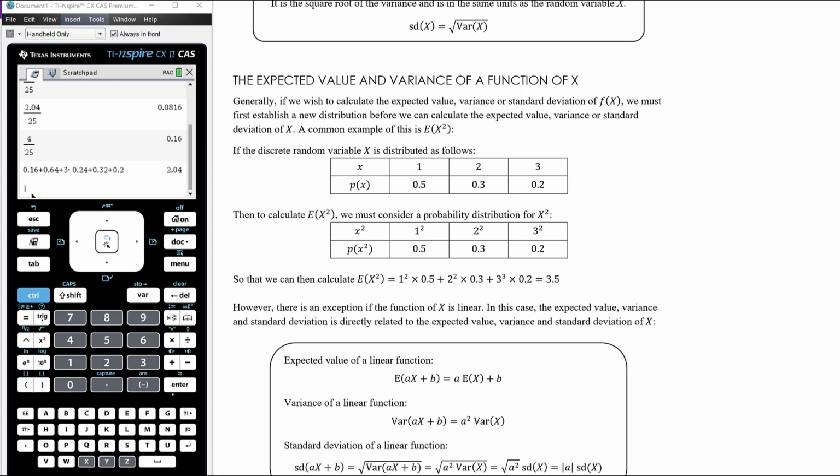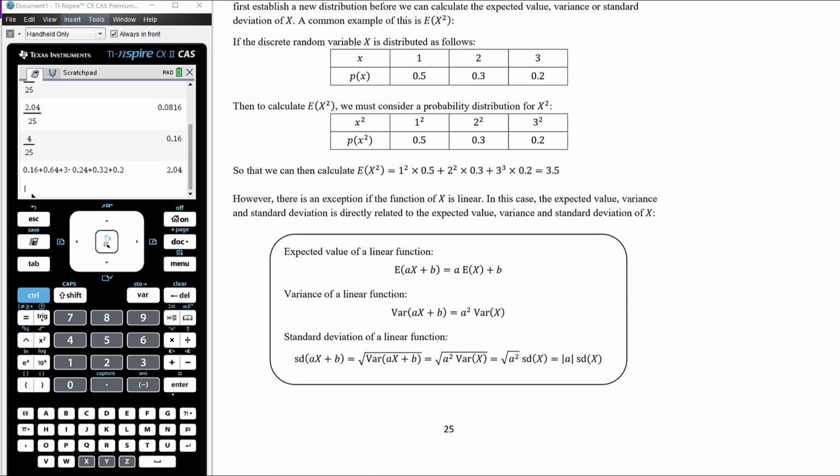In this case, the expected value, variance and standard deviation are directly related to the original expected value, variance and standard deviation. So if we want to know the expected value of 2x, it is just going to be 2 times the expected value of x. If we want to know the expected value of 5x minus 3, it is just going to be 5 times the expected value of x minus 3. Only when it's linear can we essentially expand it out like that.